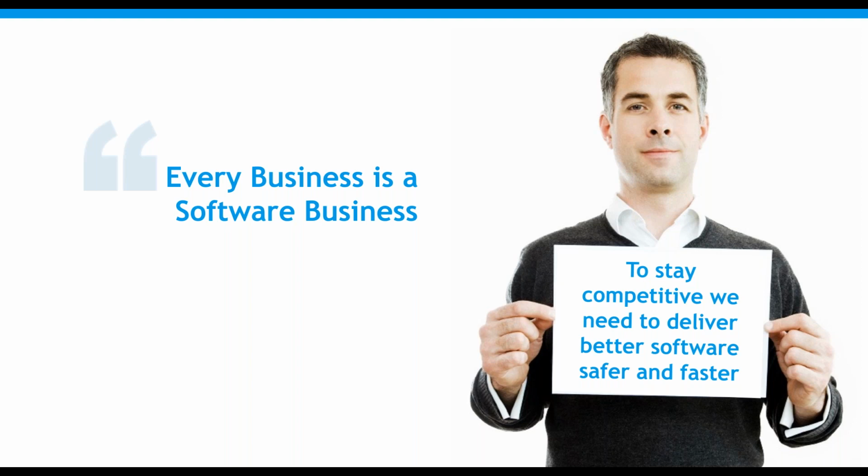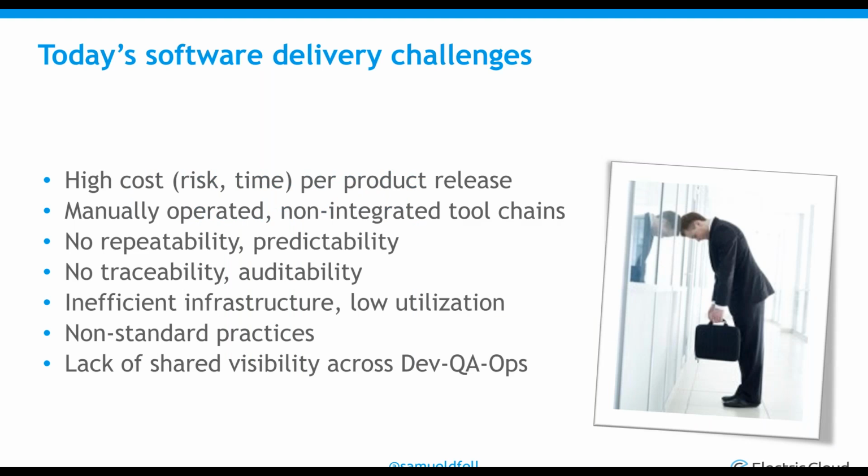So we all need to stay competitive. We all need to deliver better software, safer and faster, to stay competitive. It's really an imperative at this point. And today's software delivery challenges are probably not that different from yesterday's or even tomorrow's. But we're dealing with high cost in terms of risk and time for product releases. A lot of us are still operating manually, using non-integrated tool chains or maybe islands of automation that are separated by wide swaths of manual handoffs and those kinds of things.